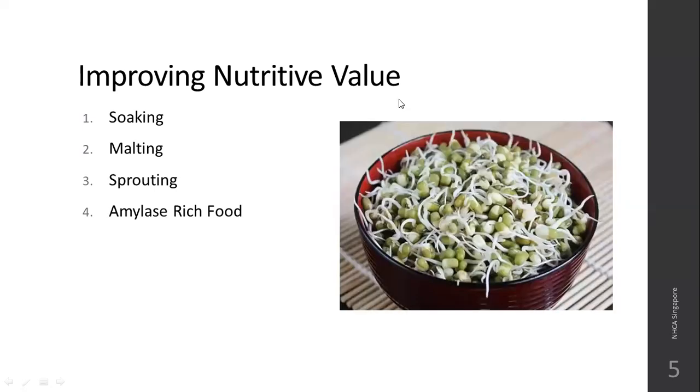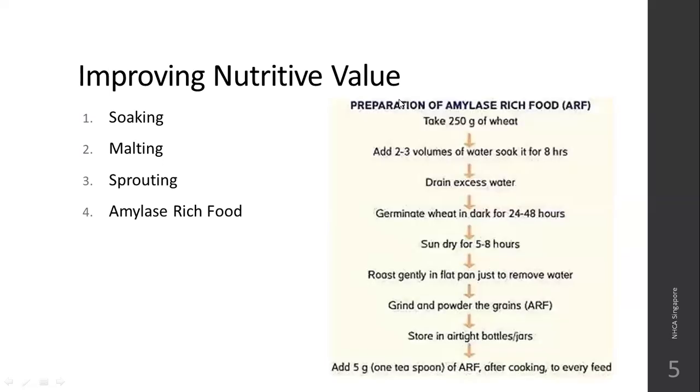Then sprouting or germination. That will again increase the digestibility, increase vitamins, reduce the bulk on cooking, and decrease the phytate levels also. And sprouts are a good source of protein as well. Then amylase rich food. How can you make a cereal amylase rich? Wheat, bajra, jowar, moong dal, they all can be converted into ARF, amylase rich food.